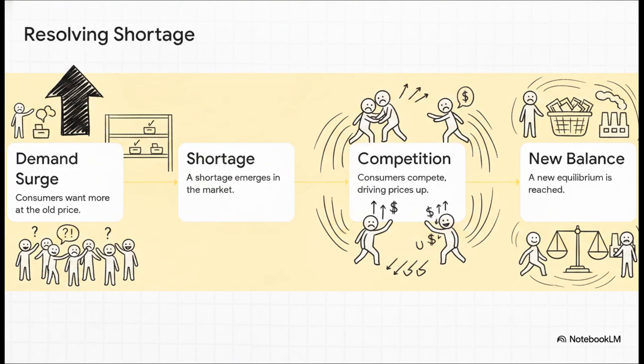So how does the market fix a massive shortage like this? It happens step by step. First, consumers want way more at that old low price. Second, the shortage hits. Third, and this is absolutely crucial, consumers start competing with each other. Frantic buyers realize they can just outbid the next person. They're like, hey, I'll pay a little more just to guarantee I get one. This competition among buyers is the hero here, pushing the price up. And as the price climbs, some buyers inevitably drop out. Producers are incentivized to make a little bit more until finally a brand new balance is found.